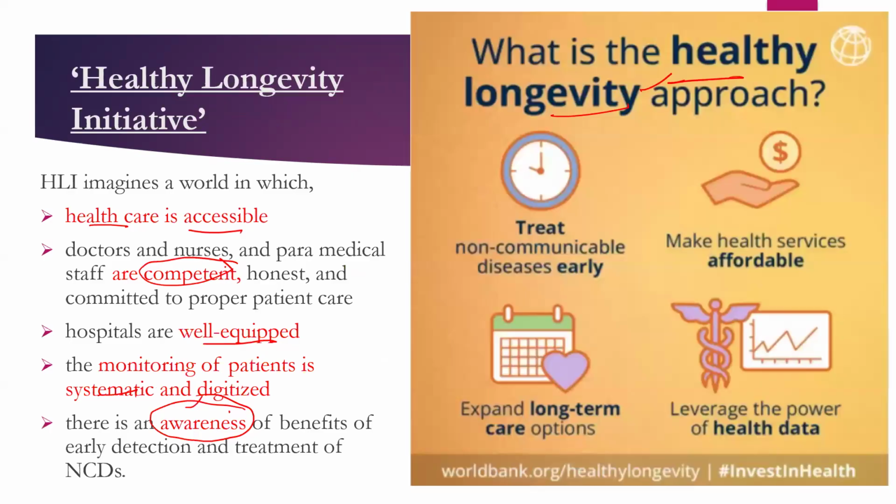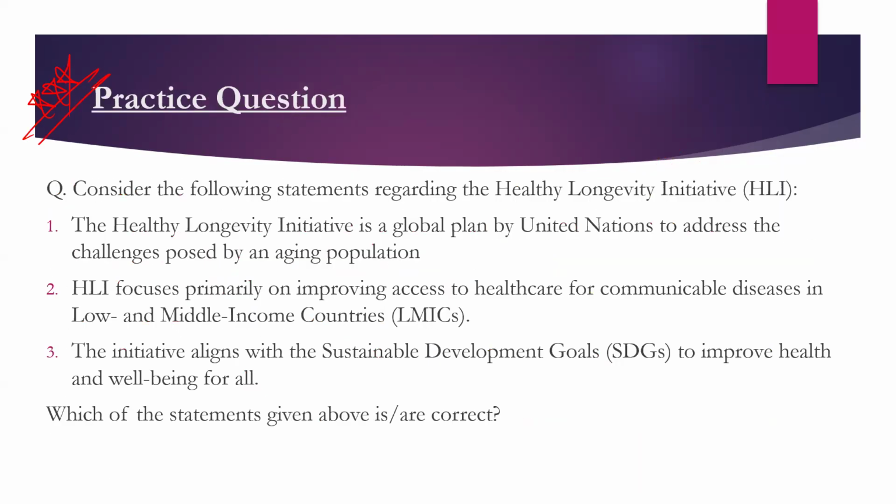Fine. So now tell me, based on the content that you know, which statements are correct here? It's a global plan by the United Nations. This is clearly wrong. This is the World Bank. Okay, very important. Know the same.